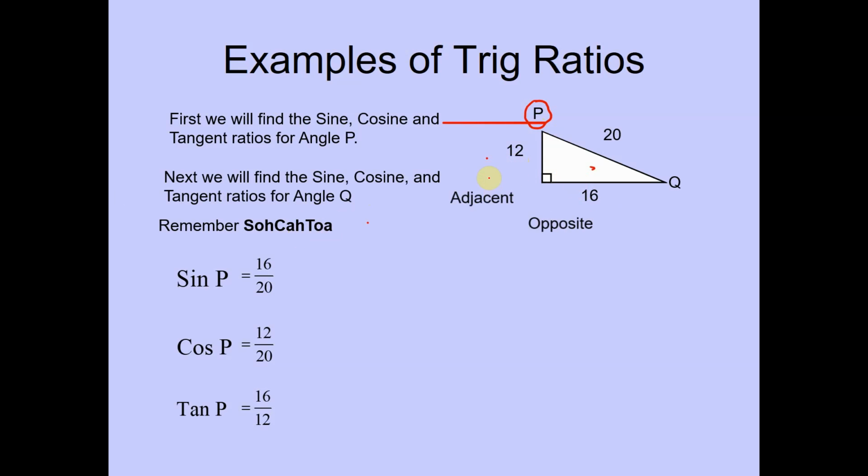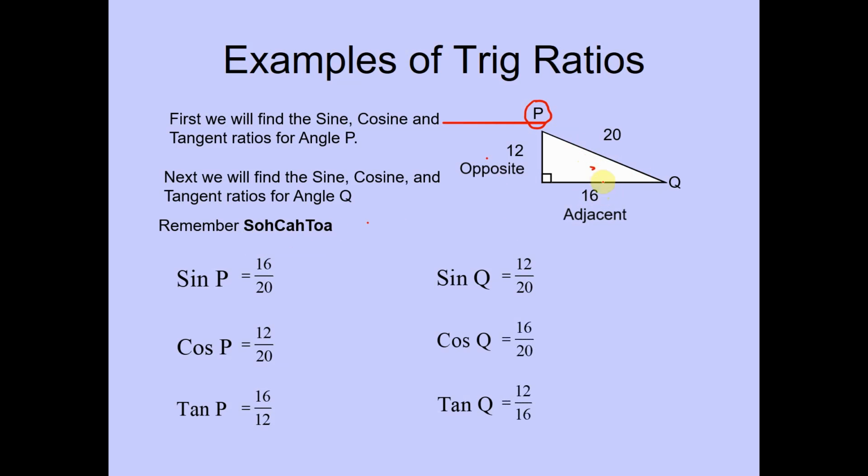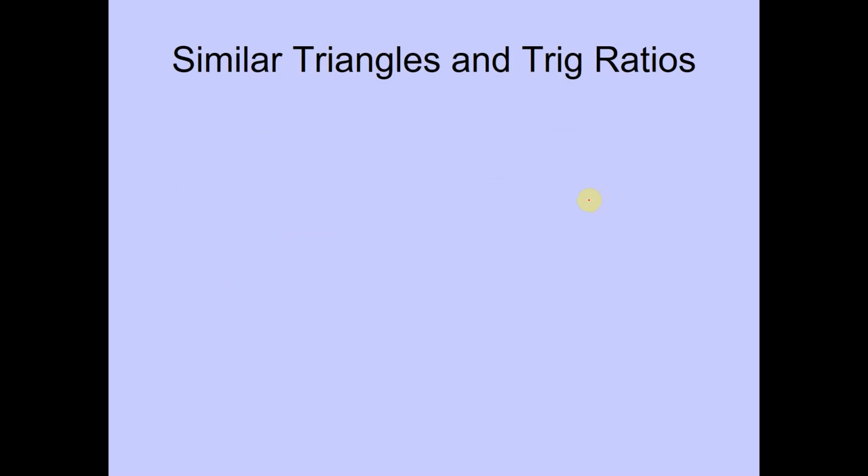Okay. If we do the angle Q, so we're now referring to this one, the ratios are different because we've got different opposite, different adjacent, but the hypotenuse is the same. So sine, opposite 12 over hypotenuse 20. Sine is opposite over hypotenuse. Cosine is adjacent over hypotenuse. Adjacent, so for Q, adjacent is 16 and hypotenuse is 20, and the tan, opposite is 12, 16 is the adjacent. And that'll do. Thank you.